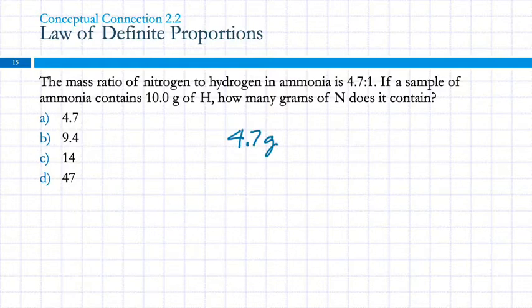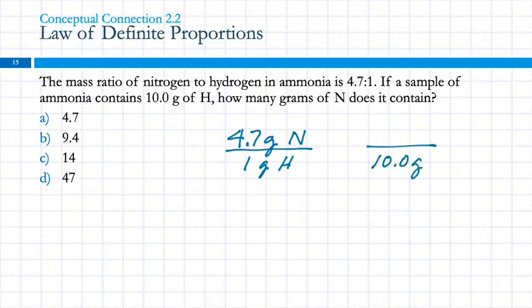4.7 grams, the ratio is nitrogen to hydrogen, 4.7 grams of nitrogen to every 1 gram of hydrogen. That's the mass ratio, the proportion for ammonia. And this question is saying, well, we have a sample that has 10 grams of hydrogen. How many grams of nitrogen does it have?